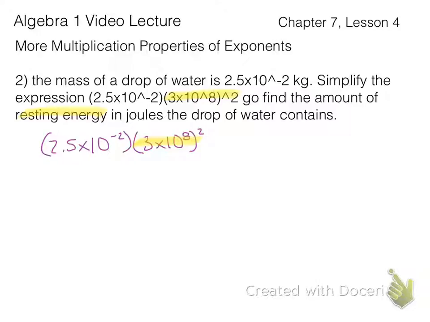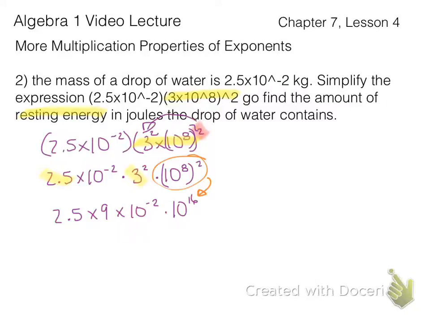Okay, so we have 2.5 times 10 to the negative 2nd times 3 times 10 to the 8th to the 2nd. It's very similar to the last problem, but I'm going to do it a little differently because I'm going to distribute the 2 to this 2 right here. I'm going to distribute it as opposed to writing it out in expanded form. The last problem I didn't expand it. This time I'm going to distribute. So we have 2.5 times 10 to the negative 2nd times 3 to the second, because the second is going to go here, and then this is going to be to the second power. So times 10 to the 8th to the second.